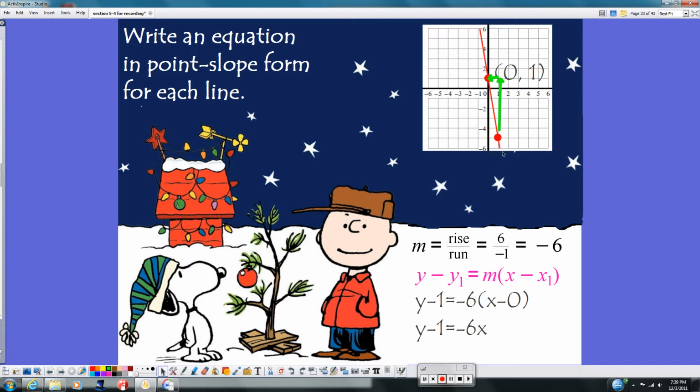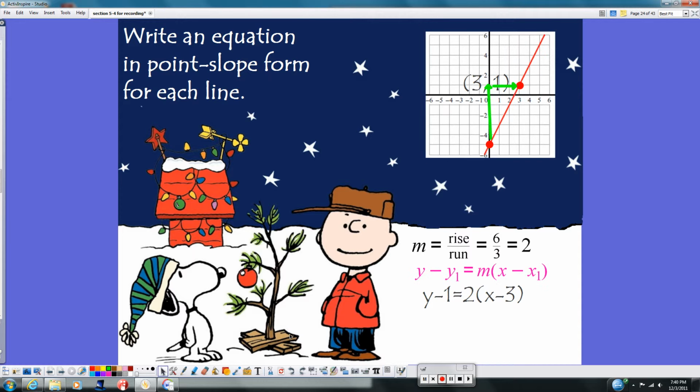Let's take a look at this. Here we have a graph. Now we can use our slope formula or we can use rise over run. I chose to use rise over run here. I went up 6 and to the left 1, so my slope is negative 6. And I used the point 0, 1. So y minus 1 equals negative 6 times x minus 0. I can leave it that way, or I can use y minus 1 equals negative 6x.